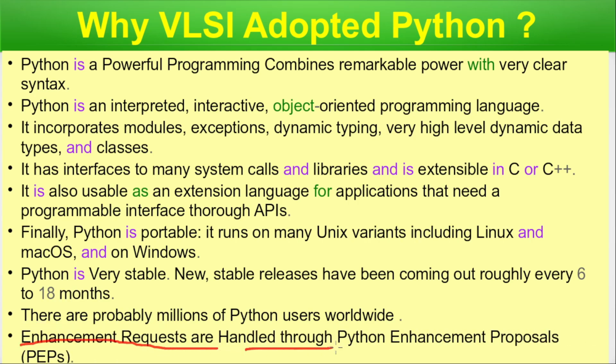Enhancement requests are handled through Python Enhancement Proposals, and this is another good thing. Say you need something as a VLSI engineer, and you are still not getting it in any of the modules of Python. You can write it yourself when you are writing a module for your need, where you find something lacking that does not exist as an inherent property in Python. Or you can request it through this enhancement request channel and get the result maybe in a proper release cycle, that is 6 to 18 months. So within that you will get it. Those are all the reasons that VLSI adopted Python.